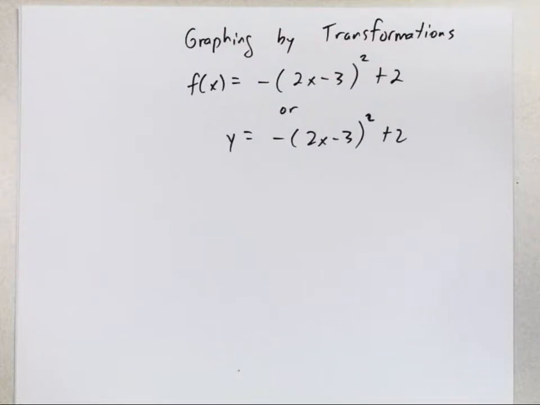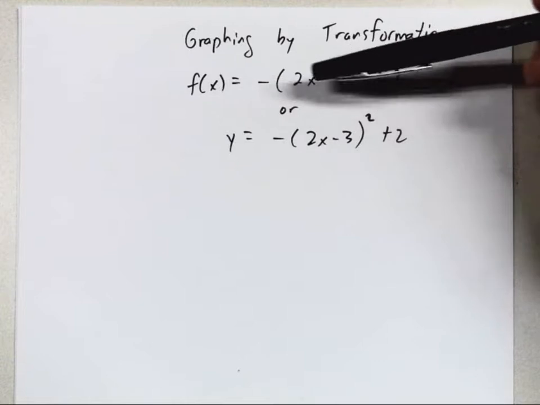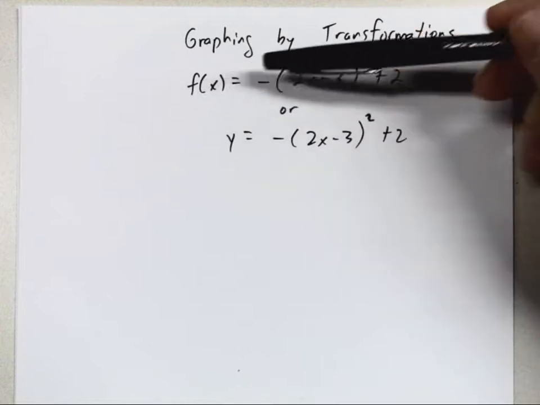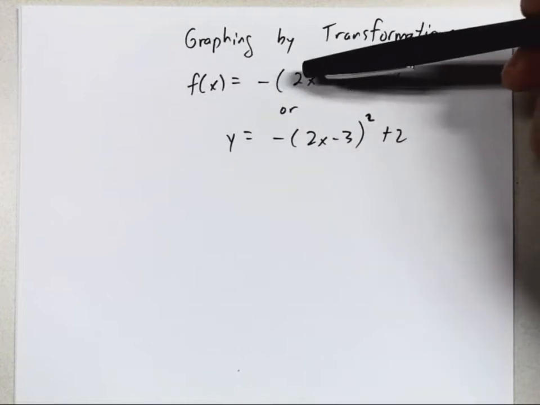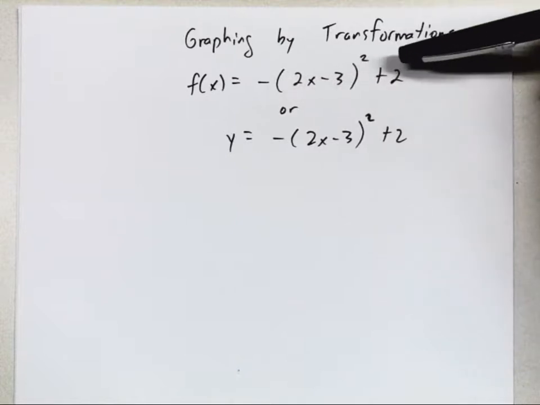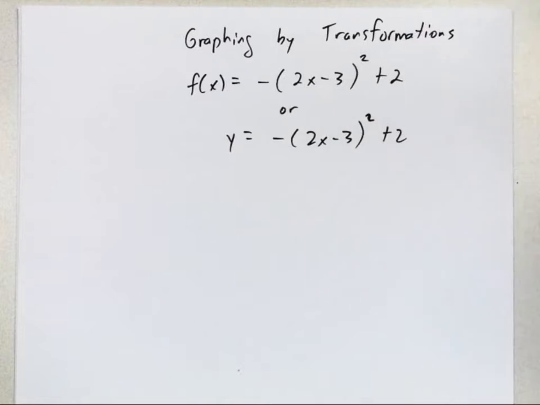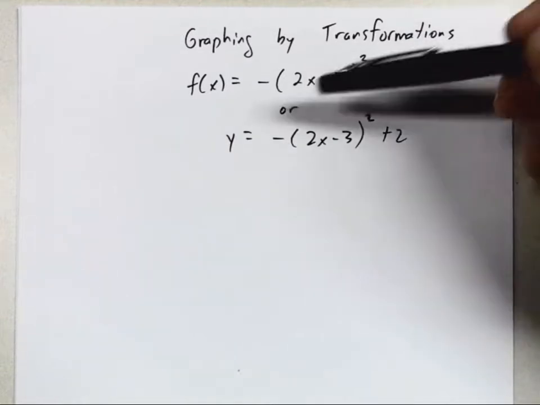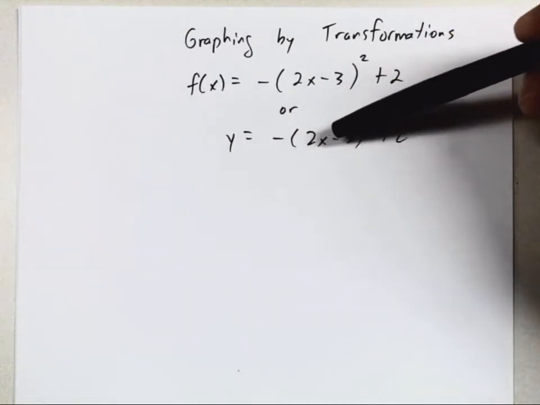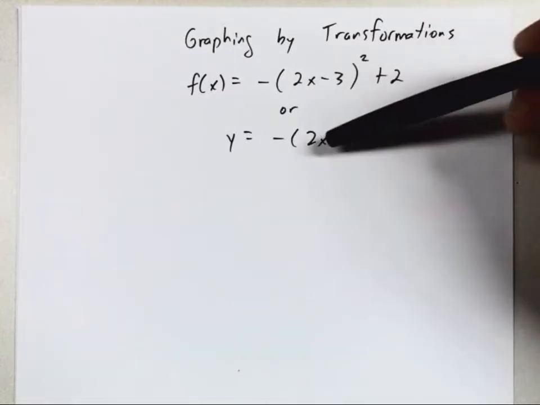Okay, the last part of this Module 5 is something that's a little different, and sometimes it can be a little confusing or a little tricky. It's called Graphing by Transformations. You'll notice here, I've written down a function, f of x equals negative (2x minus 3) squared plus 2. To make it clear, f of x and y are interchangeable. You could think of it as y equals negative (2x minus 3) squared plus 2.